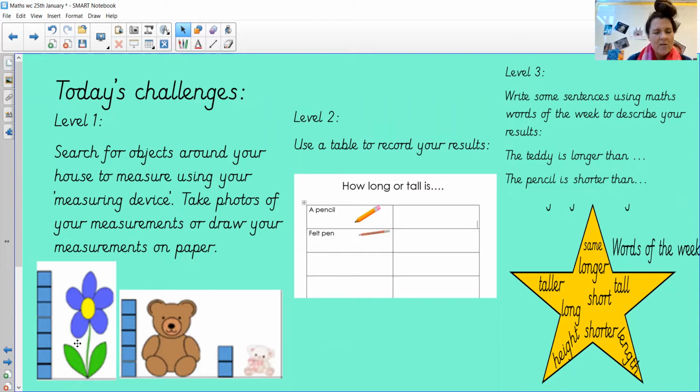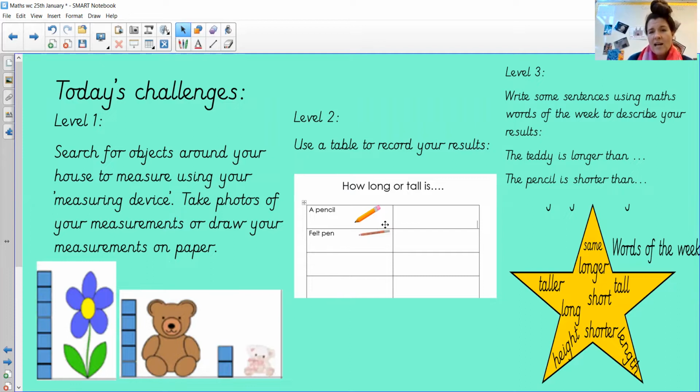And then I've just put a few pictures here of how you could show how you've measured. So here someone's found a flower and they've measured it in cubes, how tall it is, its height in cubes. We've got a teddy bear here and they've measured the height of the teddy bear in cubes. And we've got a little teddy bear here and they've measured their height in cubes. So your first level of challenge is to find objects and then use your measuring device to measure them. And you can take photos of those, or like here, you could draw a picture of what you found and how you measured it. Okay.